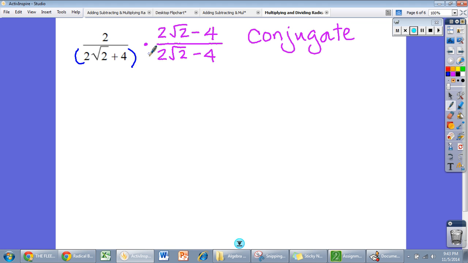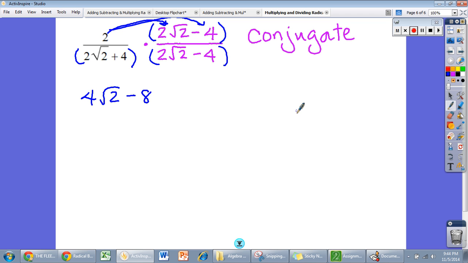Now on the bottom we have a binomial times a binomial. We're going to have to use the box method. Here we've got 2 times a binomial. We're going to have to do the distributive property for that. Boy, we've got our work cut out for us. Whew, let's go. 2 times 2 is 4 square root of 2. 2 times a negative 4 is a negative 8.